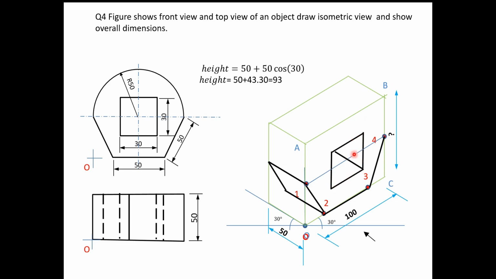Next, what is remaining? The semicircle is remaining. For the semicircle, we know this is the top edge. This is 100, so we have to prepare a 100 by 100 rhombus. I have prepared the 100 by 100 rhombus. Then join the major diagonal. This is the major diagonal of the rhombus, and join the minor diagonal end point and the opposite edge midpoint. So this is the joining.